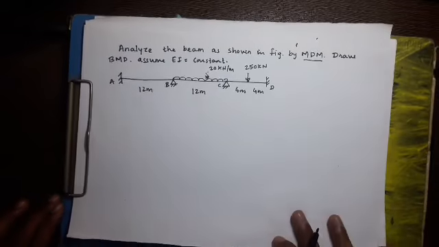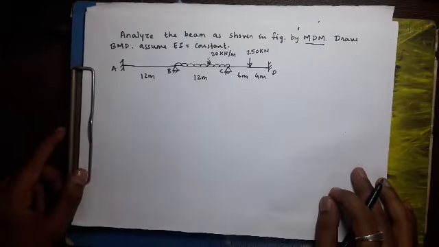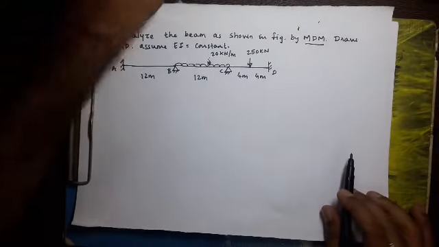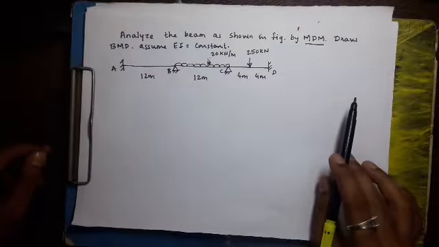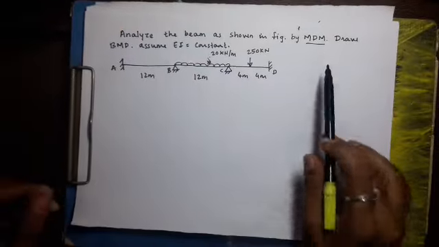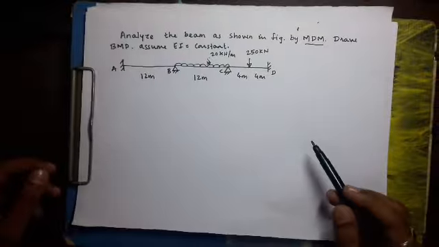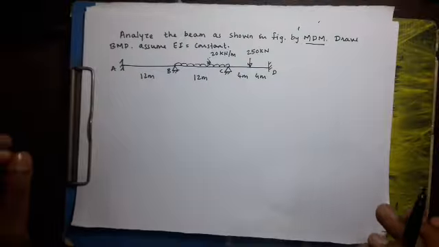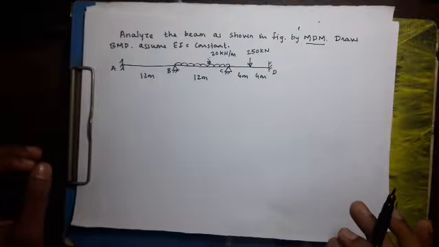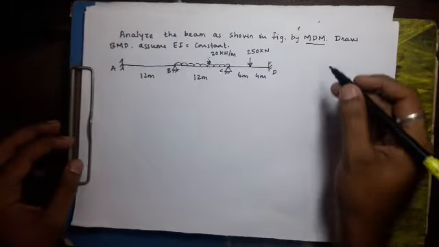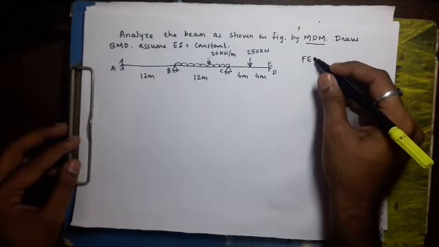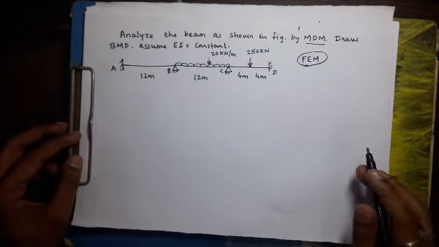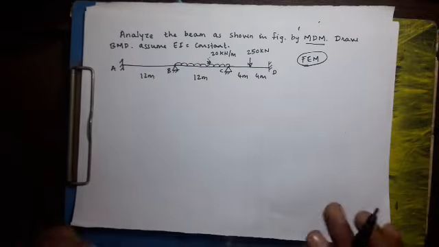Here we have a problem. We have a continuous beam, and that continuous beam we have to analyze by using MDM, moment distribution method. Moment distribution method is one of the displacement methods, and in any displacement method, the very first step is to find the fixed end moment, FEM. And fixed end moment depends on the loading applied on the member.